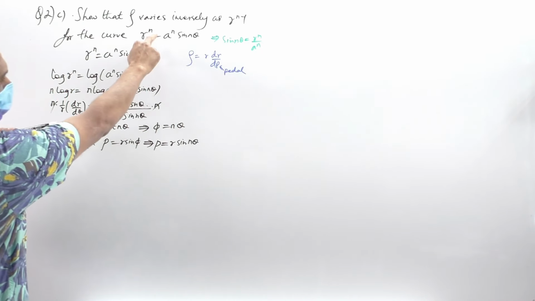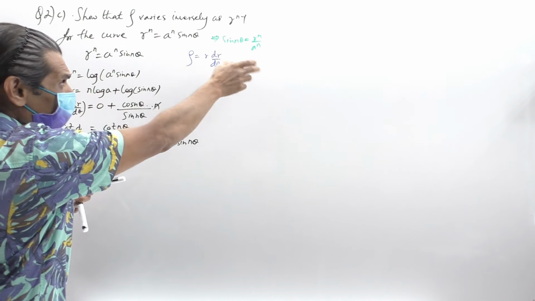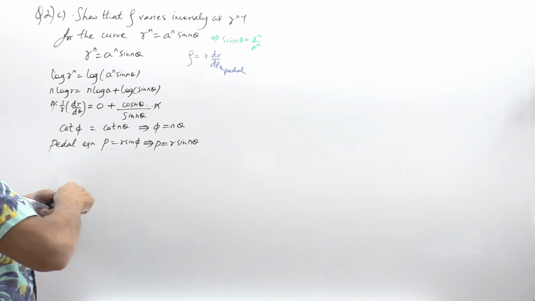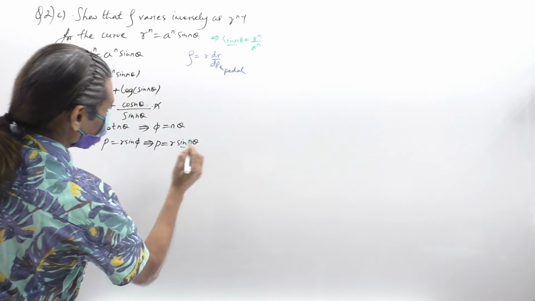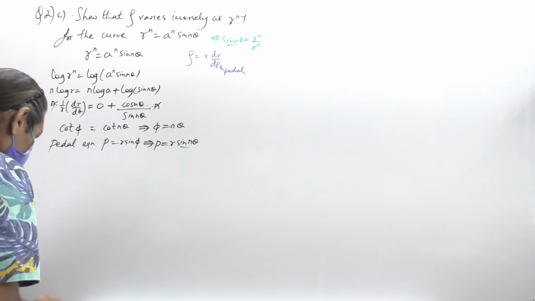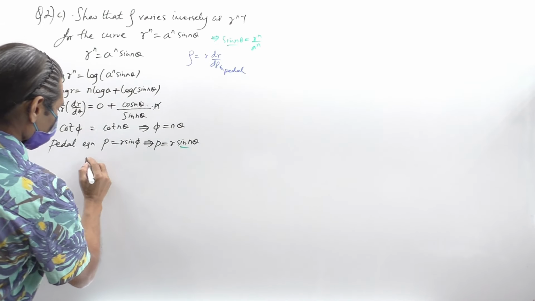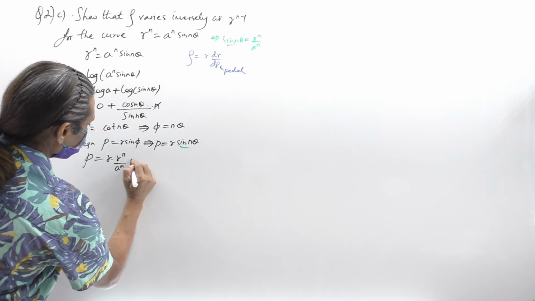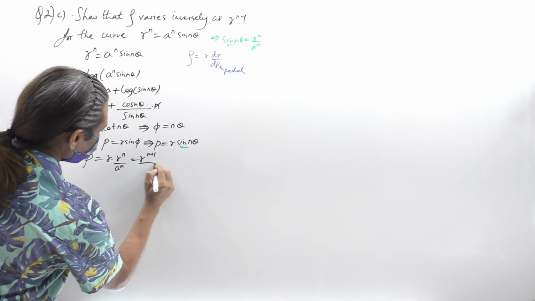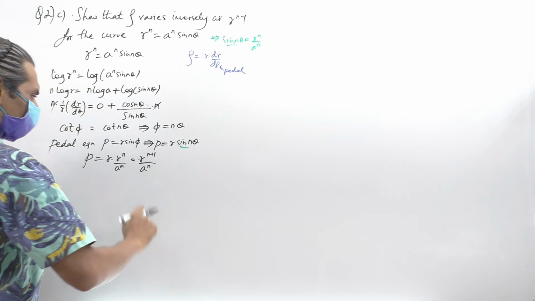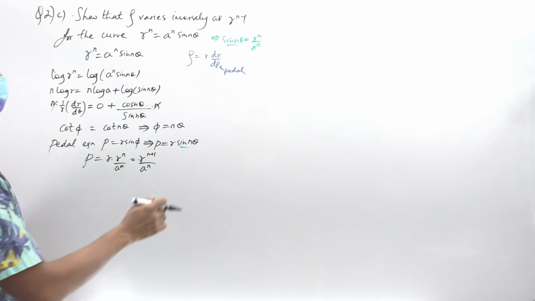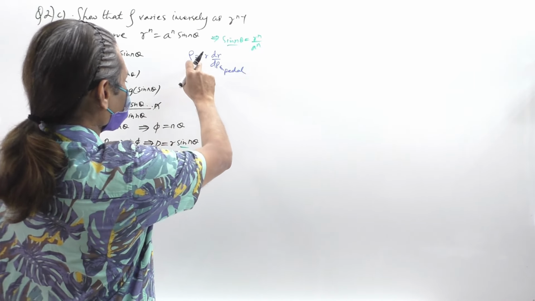See, from the question, r^n is equal to a^n sin n theta. Basic mathematics, sin n theta will be r^n by a^n. So this sin n theta I put here. So the pedal equation is p is equal to r into r^n by a^n. That is r^(n+1) by a^n. Done? Fine. Now we will use the simple formula to find the radius of curvature, ROC.